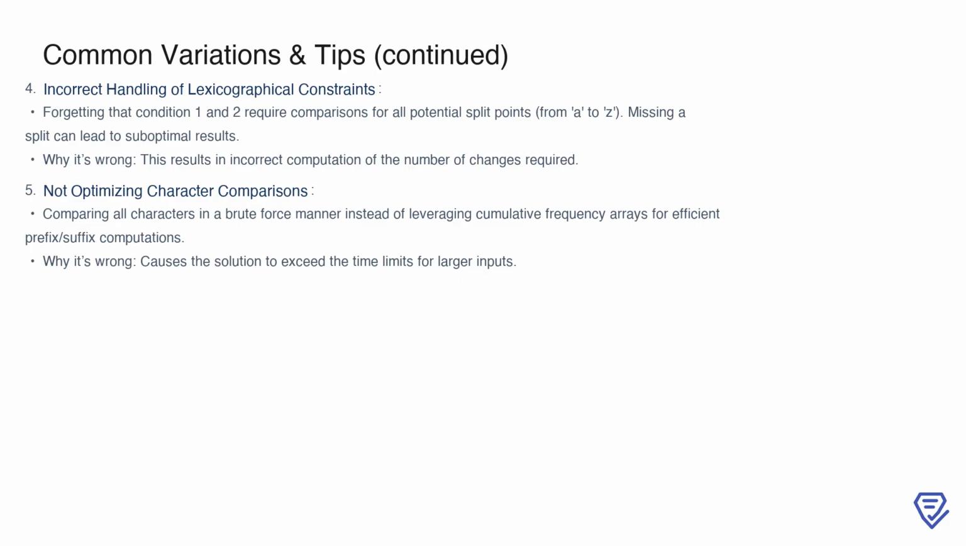Another significant issue is failing to optimize character comparisons. Brute force approaches that compare all characters individually can become computationally expensive. Instead, leveraging cumulative frequency arrays allows for efficient prefix and suffix calculations, significantly reducing computation time. Neglecting these optimizations increases the likelihood that your solution will exceed time limits when tested on larger strings.